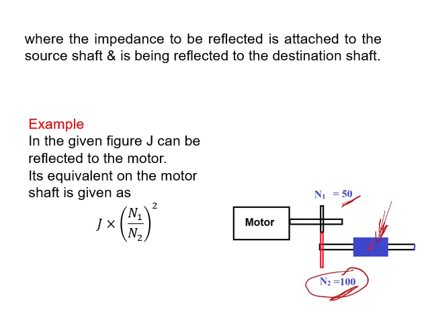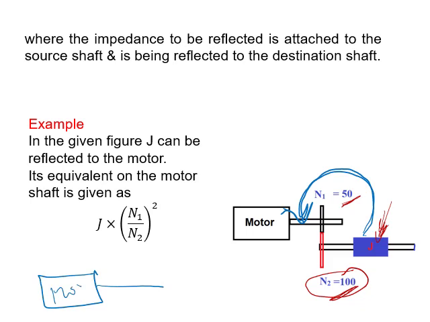If I want to model it, the easiest way is to bring the inertia to the shaft of the motor. So if I move the inertia to the shaft of the motor, the system is going to look like this: the motor connected to the inertia. That means the inertia is coming to N1. Its source is N2 and it's going to N1.